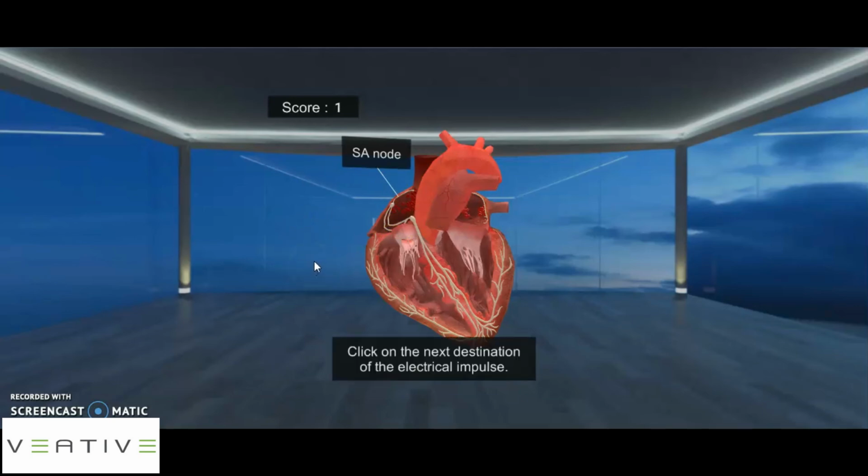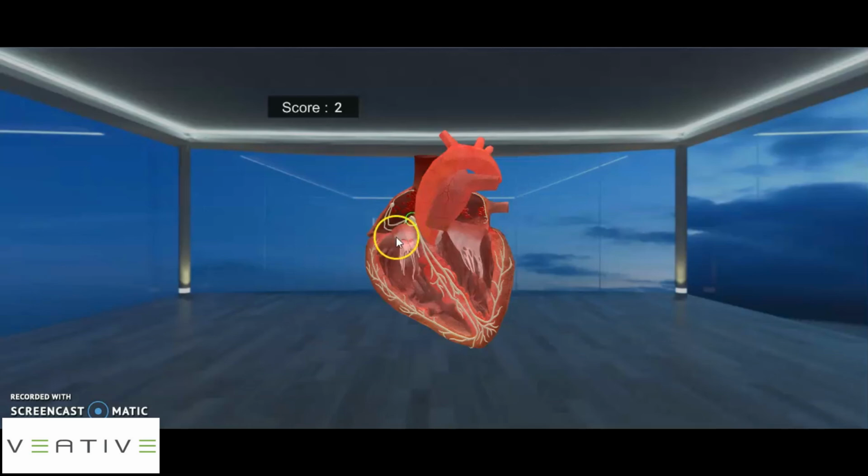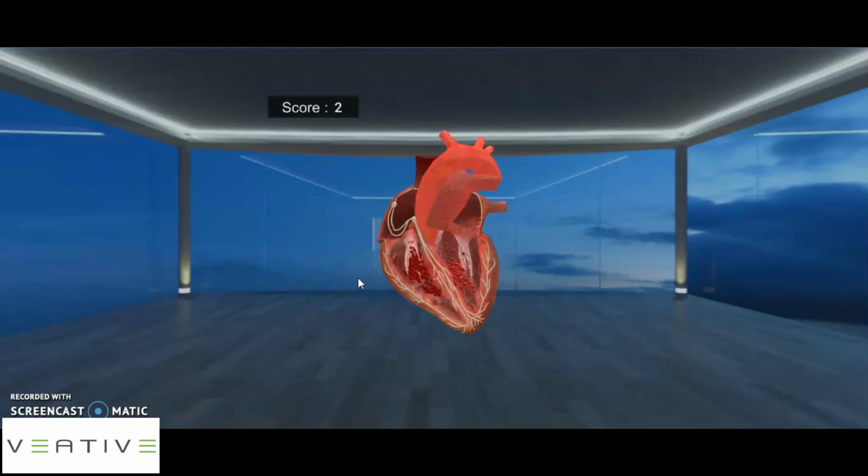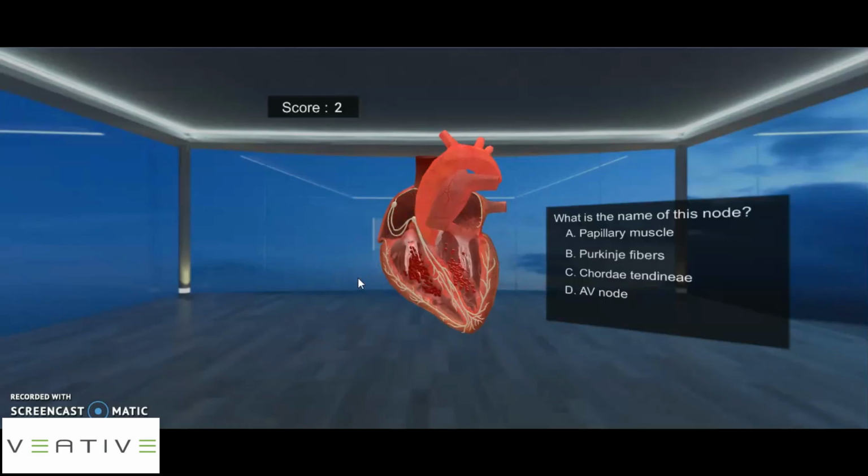Click on the next destination of the electrical impulses. From the SA node, the electrical impulses will be transmitted to the AV node. Correct. What is the name of this node? Papillary muscles, Purkinje fibers, chordae tendineae, or AV node. This is called the AV node.